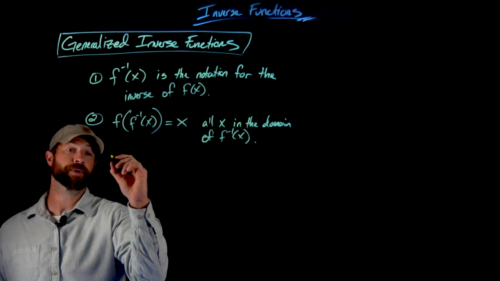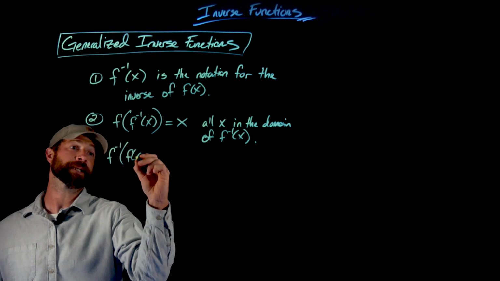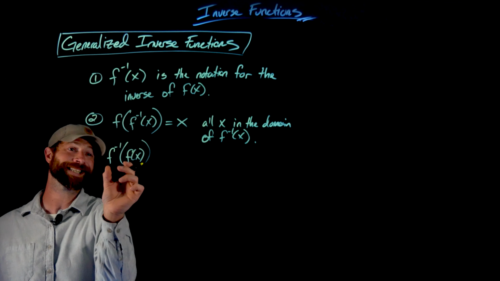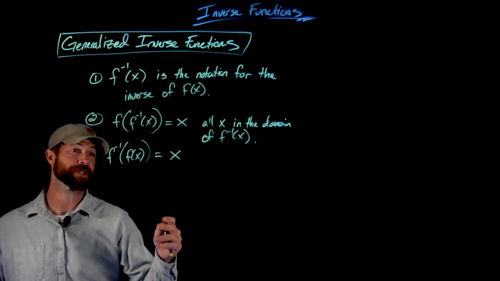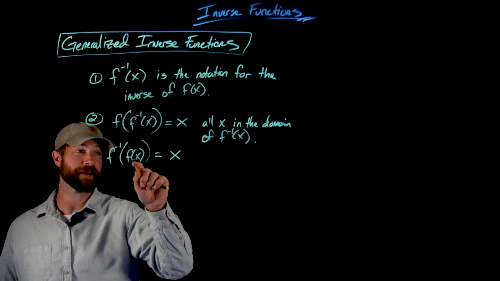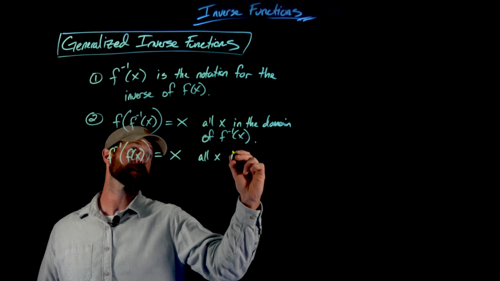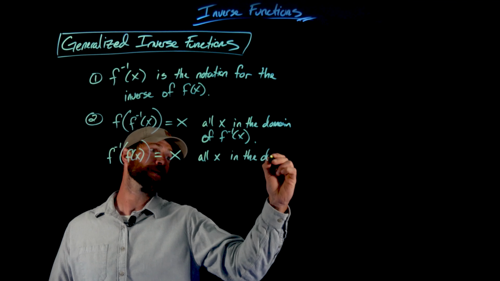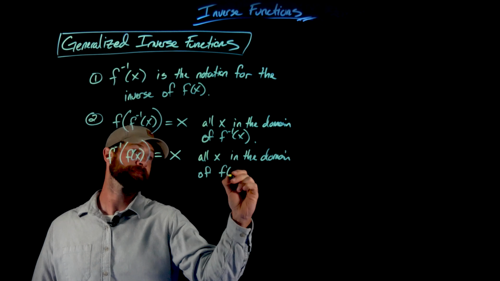The same is true if we swap roles. It doesn't matter which way we compose these. So in this case, if we put f of x inside of its inverse, we'll always get the identity function, which just means we'll, again, output whatever we originally input. And this is now for all x values in the domain of the inner function, which in this case is f of x.